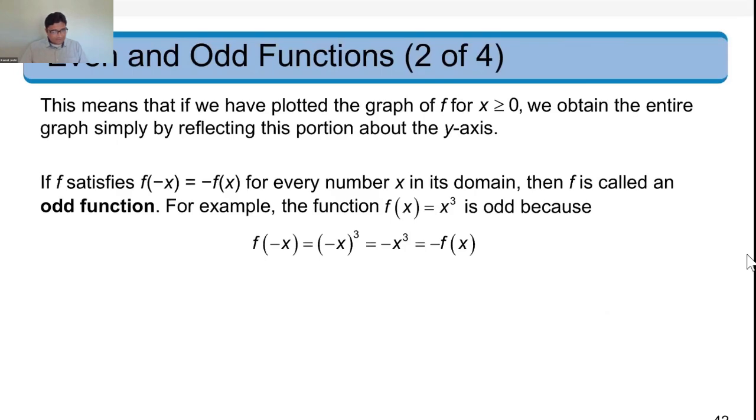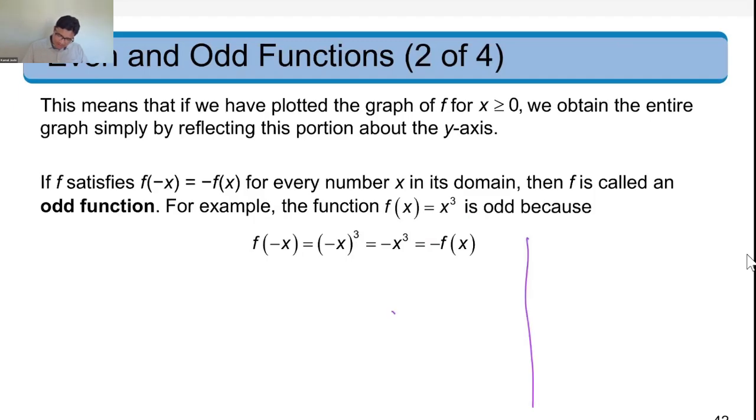What about odd functions? Similarly, for odd functions, they behave like the odd powers of x. So if you evaluate f of negative x, that will be negative x cubed. Now, negative 1 times negative 1 times negative 1 will be negative, right? So you get negative of x cubed, which is negative of f of x. So if you evaluate a function at a negative x value, the output also is negative of your original output.